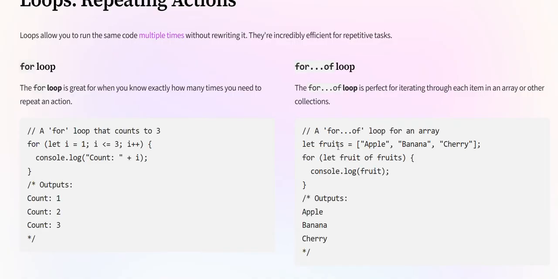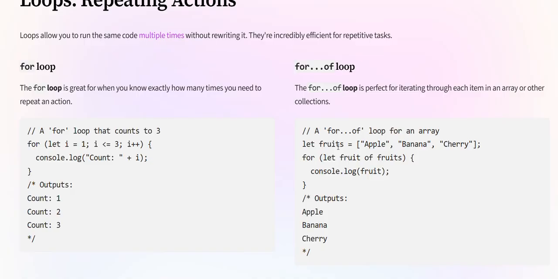And moreover, one of the most important topics in our programming language is loops. Loops is nothing but, as the name itself says, a loop. It is a repeating action. Loops allow us to run the same code multiple times without rewriting it. They are incredibly efficient for repetitive tasks. A for loop is great when you know exactly how many times you need to run it.